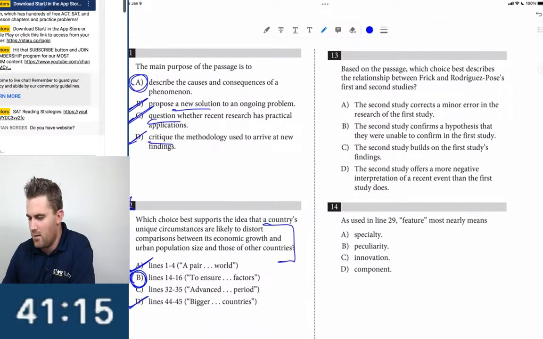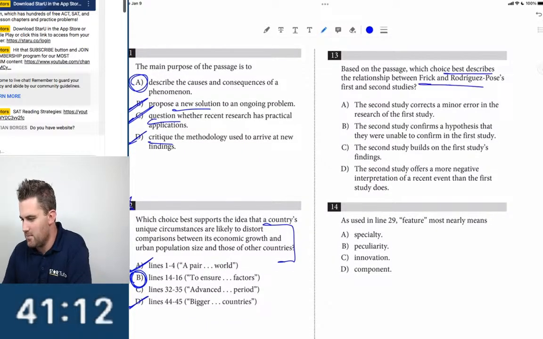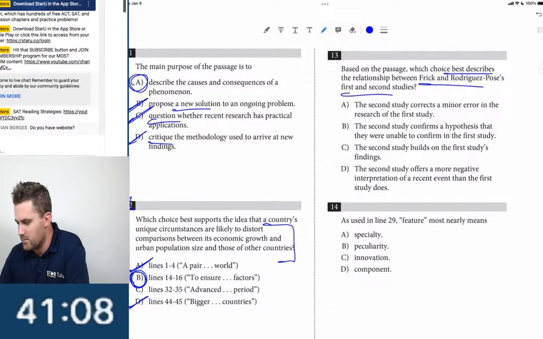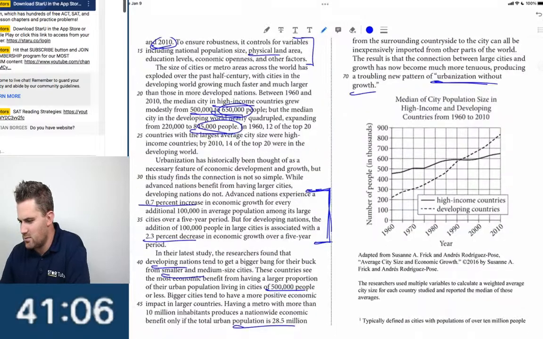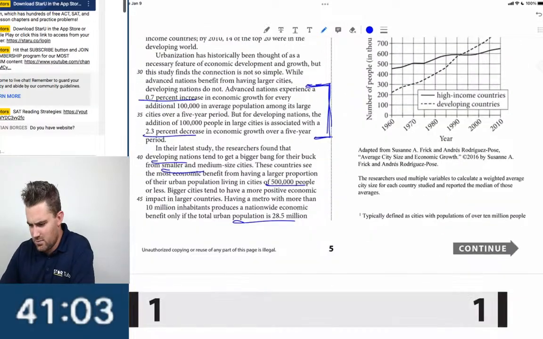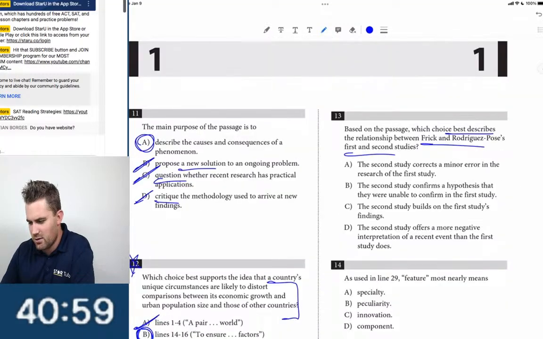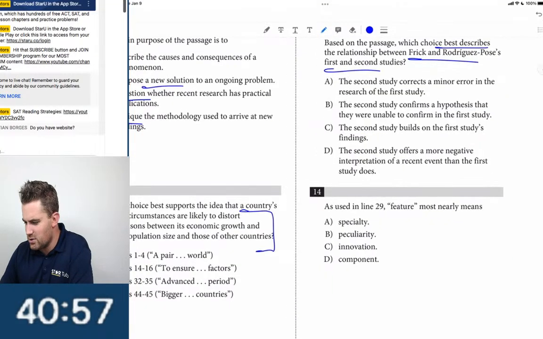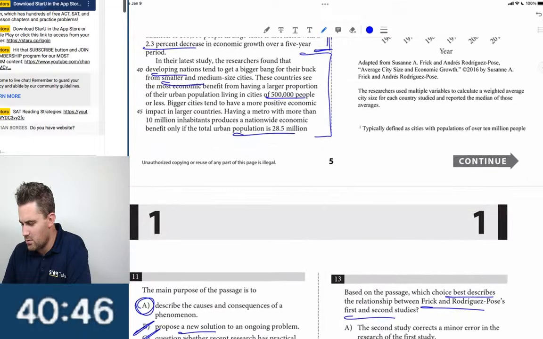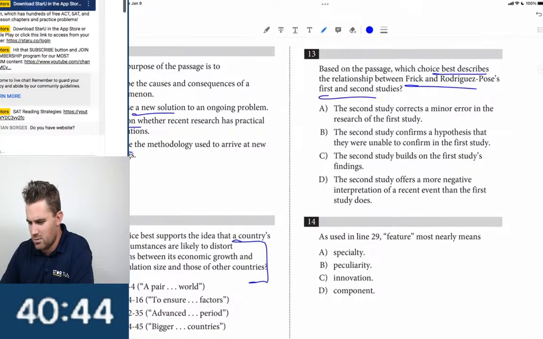Based on the passage, which choice best describes those who do frequent reviews, both the first and second studies? I don't remember the latest study from them to get a bigger bang for their buck. Oh, so this is talking about bigger cities. Oh, it's just different, right? Where is it? I think it's C.